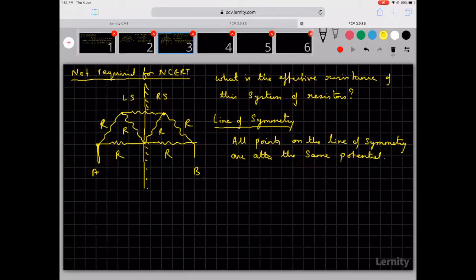So all points on the line of symmetry are at the same potential. So if they are at the same potential, a wire could be joined between them. Okay, a wire could be joined between them. So now what I am doing is this is broken into two parts, R by 2, R by 2, and this part is joined here. Now I will redraw the circuit, and I am saying that the circuit looks like this.